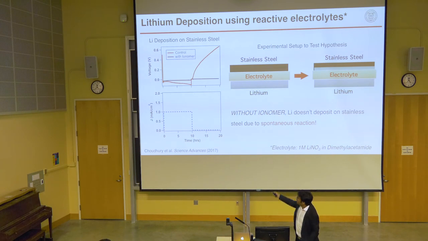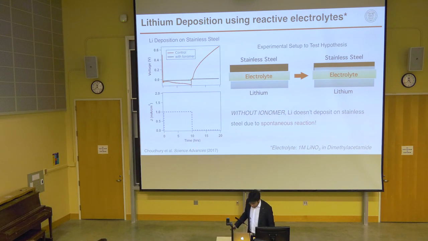But when we stop the current, the potential difference is 0 for the ionomer additive, which means that we are actually depositing lithium on the stainless steel. But for the control electrolyte, as soon as we deposit, all the metal reacts. So it goes back to the stainless steel form.